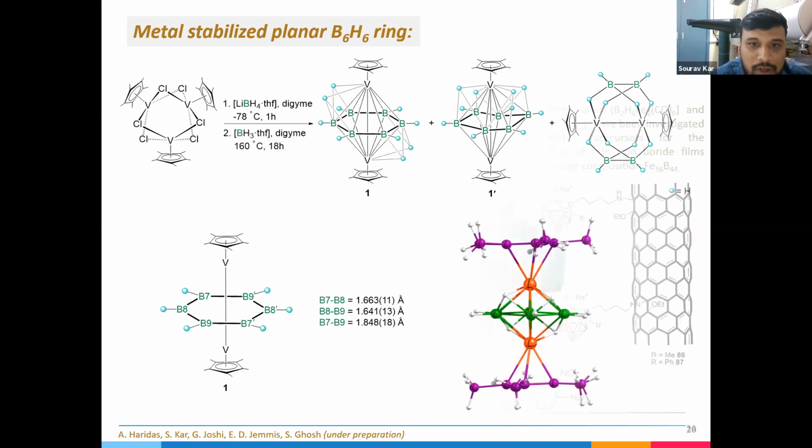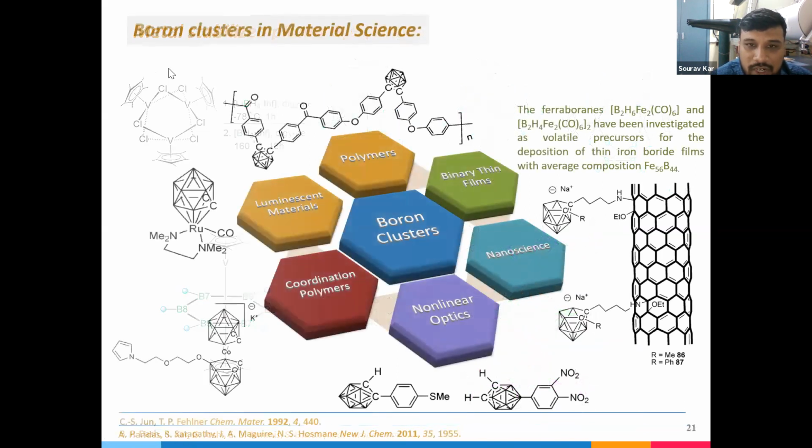So now moving on to the application of this boron cluster. This type of boron cluster has been utilized in polymers, luminescence materials, coordination polymers, nonlinear optics, nanoscience, and binary thin films. For example, the ferroborane B2H6Fe2(CO)6, which has a butterfly core, has been investigated and employed as a volatile precursor for the deposition of iron boride films.